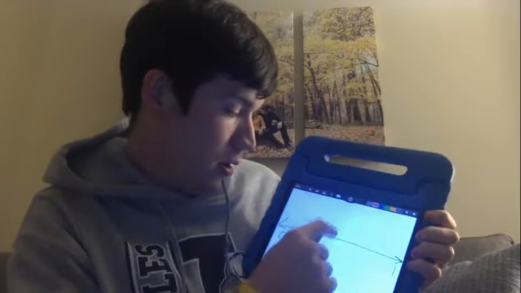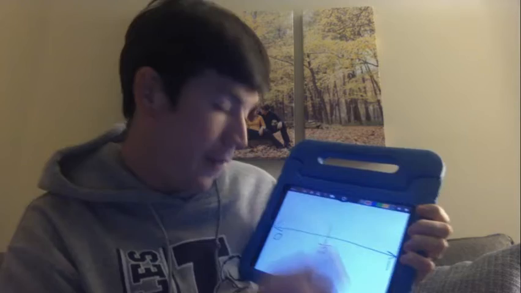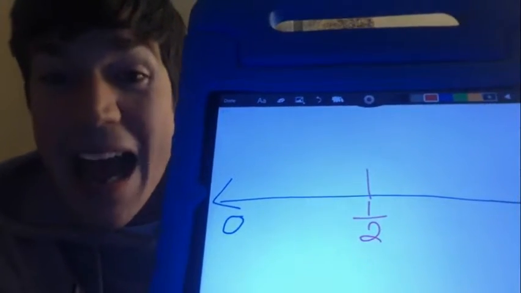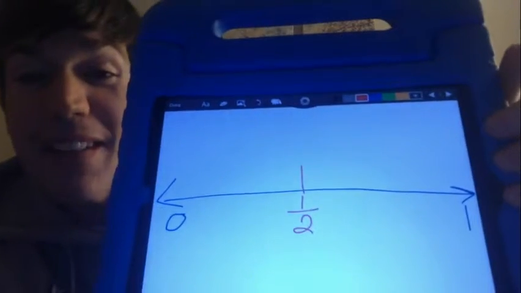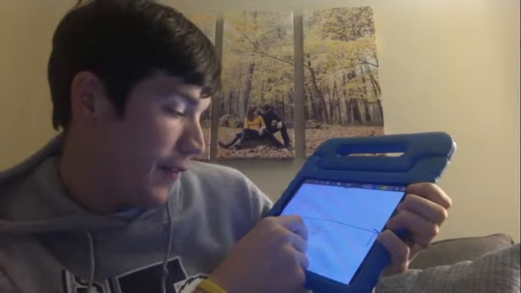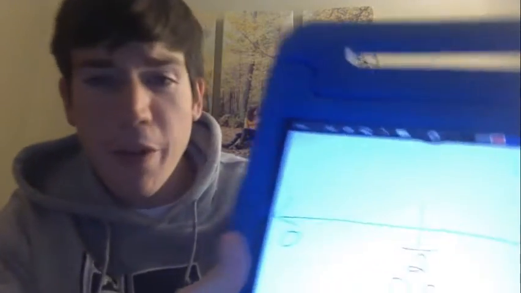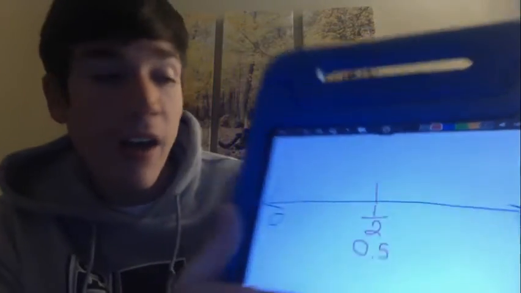And I like to write our benchmarks as decimals and fractions. So I'm going to write in the center of my number line, 1/2. And remember, 1/2 is the same exact thing as 5/10. So right below that, I'm going to write 5/10. Because remember that 5 is half of 10.